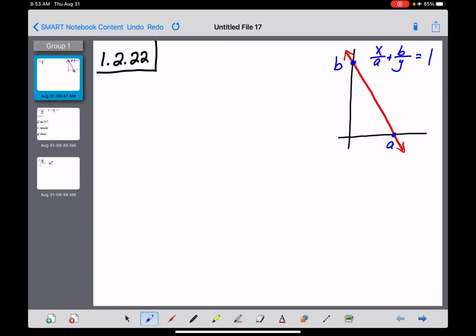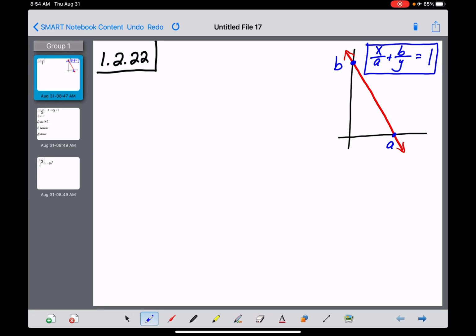All right, problem number 22 is really asking you guys to think outside the box and look at something that you've probably never seen before. And to be honest with you, I had never seen it before either before looking at this problem. It's something called intercept form. And the equation for it, this is kind of the eventual target that we're looking for here, is this equation right over here.